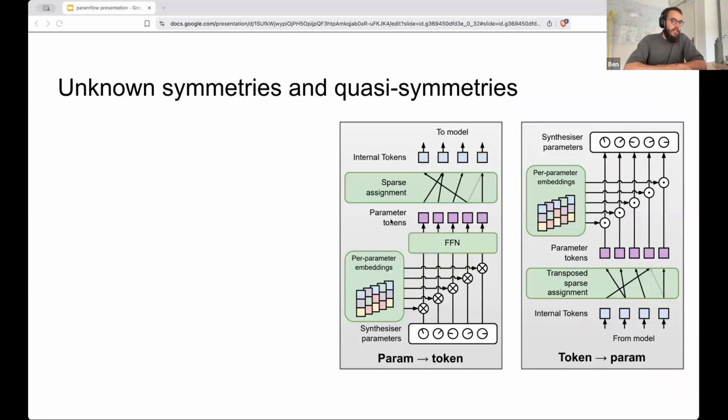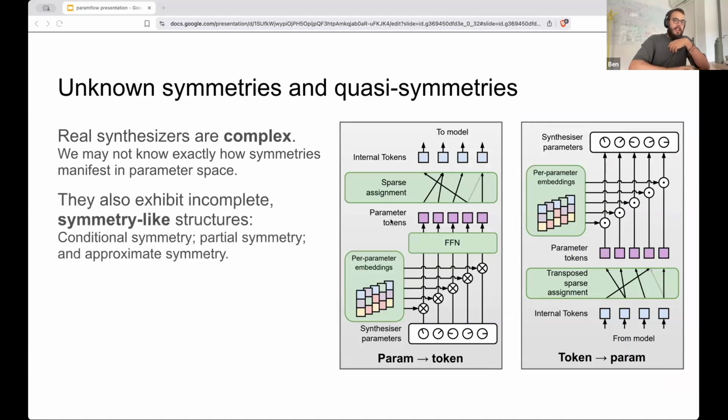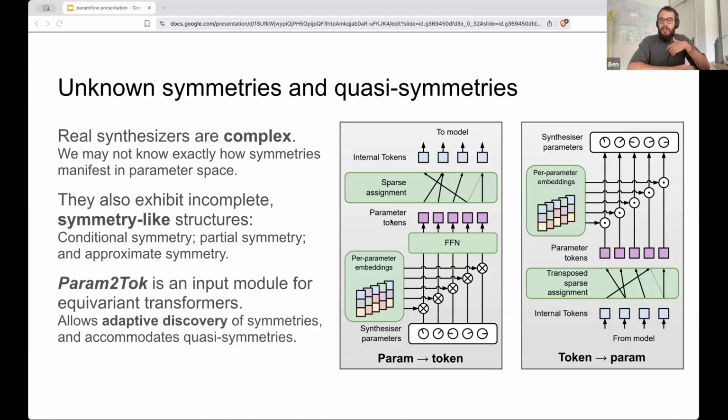So there's one more consideration, which is that real synthesizers are very complex. We may not know exactly how these symmetries manifest in the parameter space. And they also exhibit these sort of symmetry-like structures, which are incomplete. Again, sadly, we don't have time to go into much detail on these, but check out our paper or ask questions about them. But effectively, we introduce a module. It's a sort of input module for this kind of equivariant transformer that allows us to adaptively discover symmetries if they're present, but we're not constrained by them if they're not.